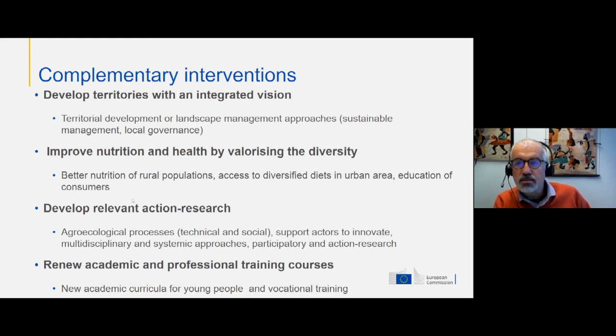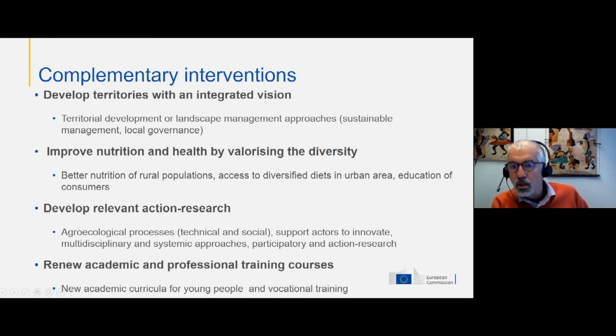And actually, F2 is including agroecology in their landscape management because they consider this works alongside their project. We can also improve nutrition and health by valorizing the diversity, with a better nutrition of the rural population, by working with cultures that have been forgotten but have a lot of nutrition.